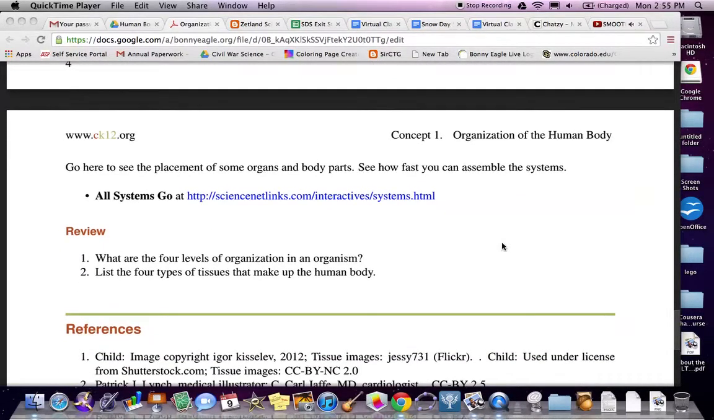Review. What are the 4 levels of organization of an organism? There are 4 types of tissue that make up the human body.